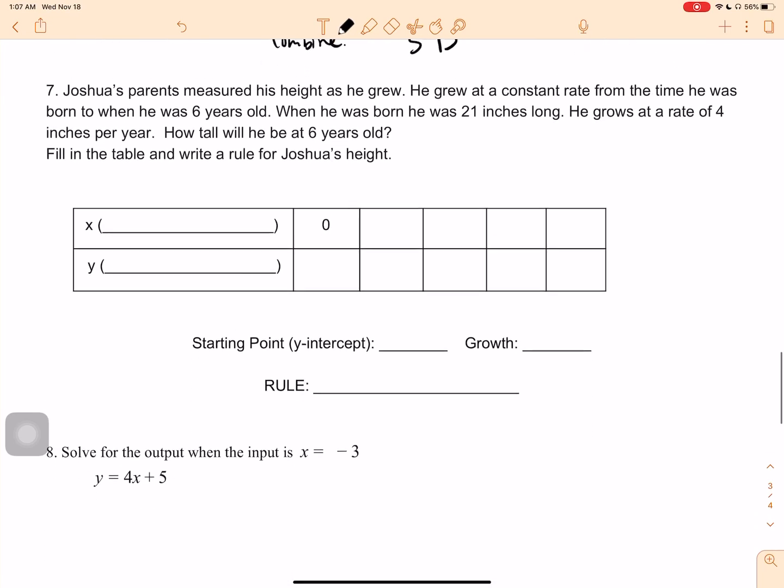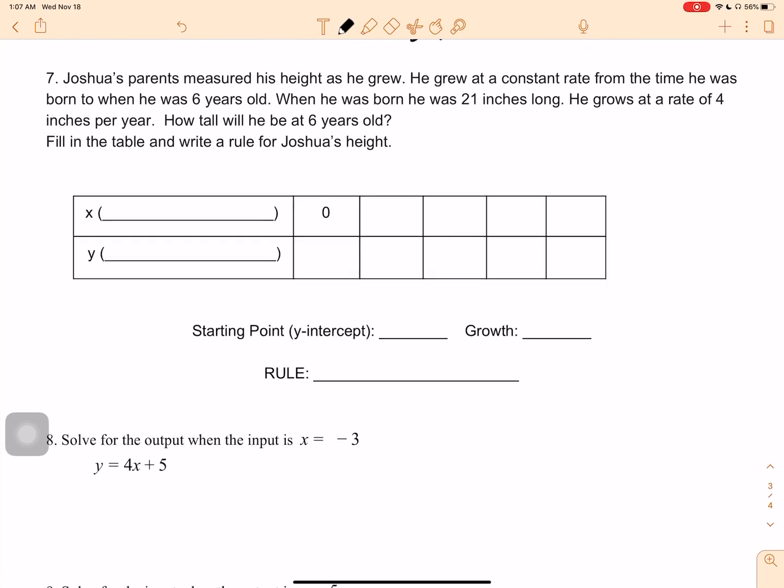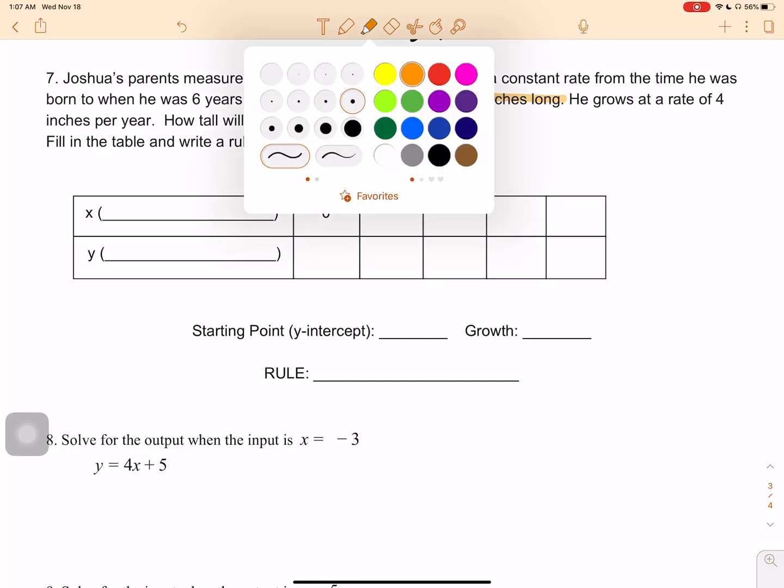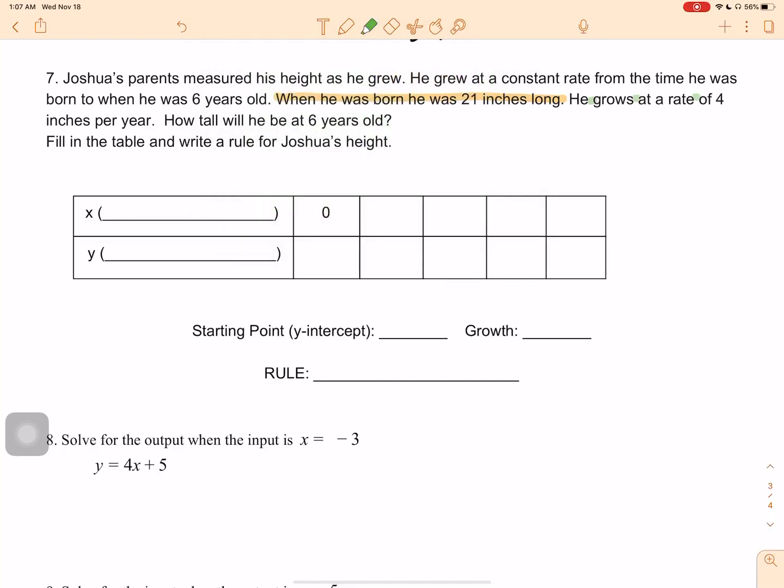Alrighty, Joshua's parents measured his height as he grew. He grew at a constant rate from the time he was born to when he was 6 years old. When he was born, he was 21 inches long. He grows at a rate of 4 inches per year. How tall will he be at 6 years old?